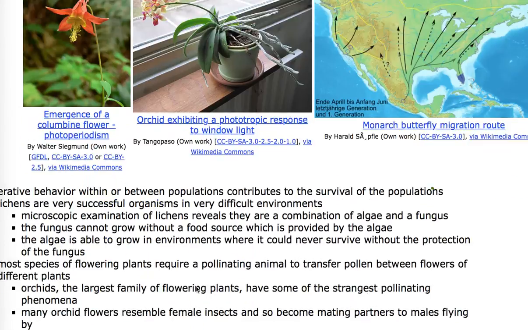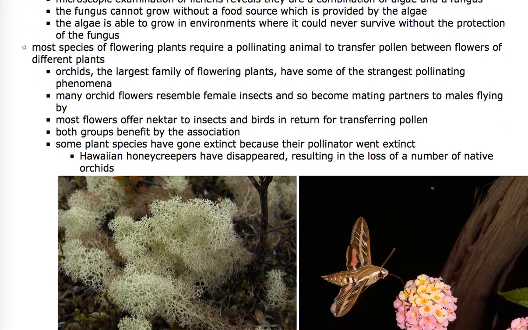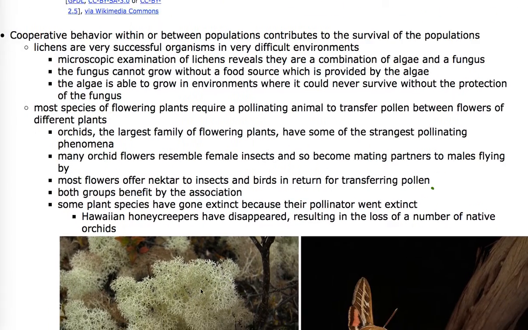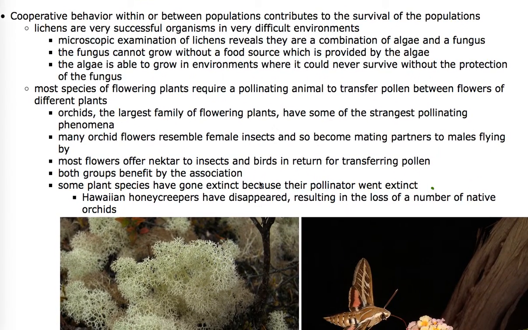And then that brings us to the last topic here, cooperative behavior within or between populations contributes to the survival of the populations. And I've already mentioned human gut bacteria and how important they are to human health. But there is an amazing organism on the planet, lichens. This is reindeer moss. It is the combination of a fungus and an algae.